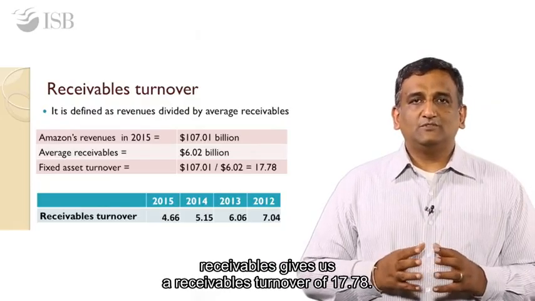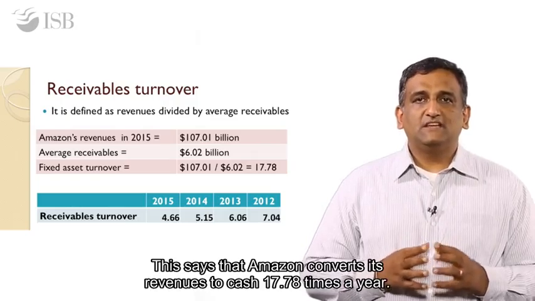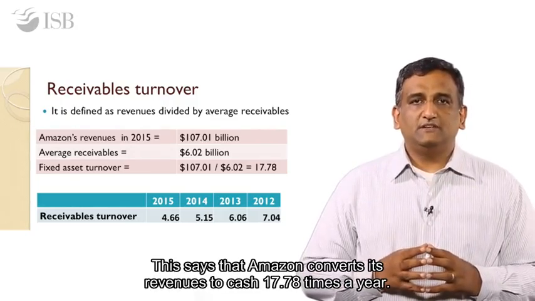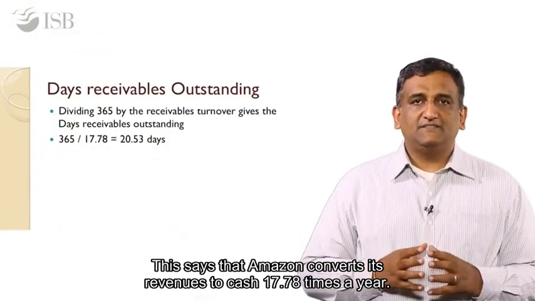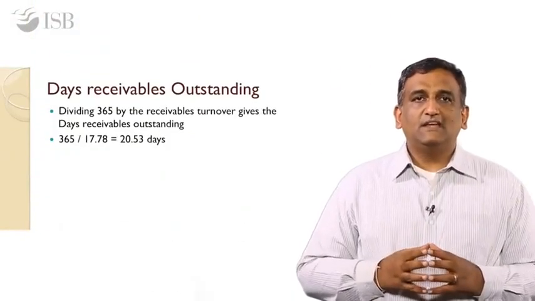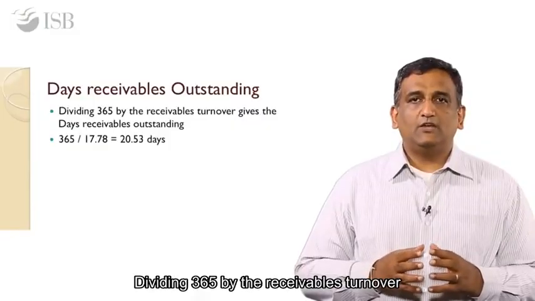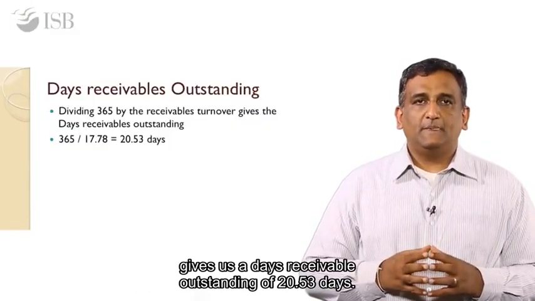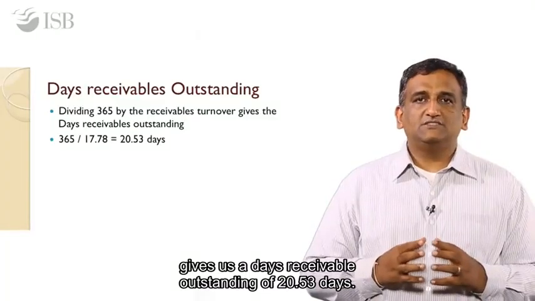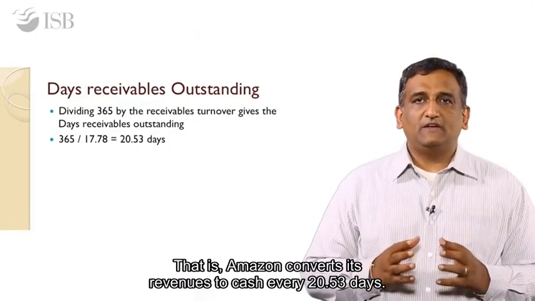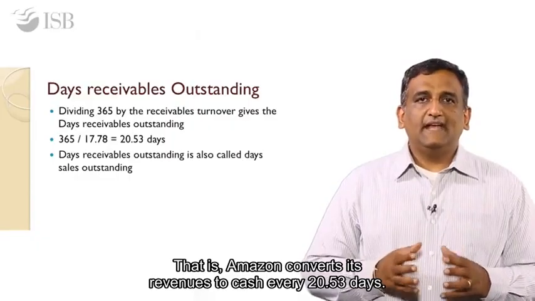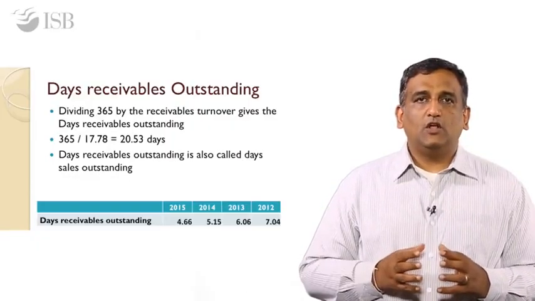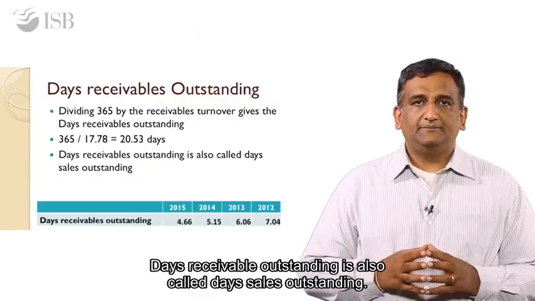This says that Amazon converts its revenues to cash 17.78 times a year. Dividing 365 by the receivables turnover gives us a days receivable outstanding of 20.53 days. That is, Amazon converts its revenues to cash every 20.53 days. Days receivable outstanding is also called days sales outstanding.